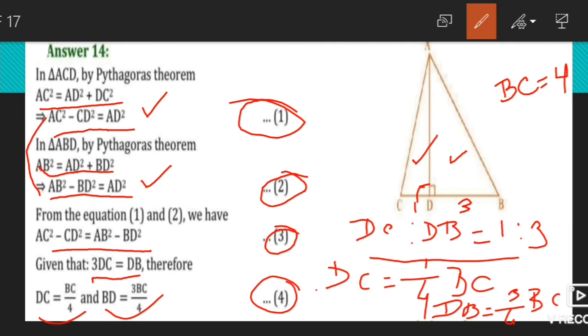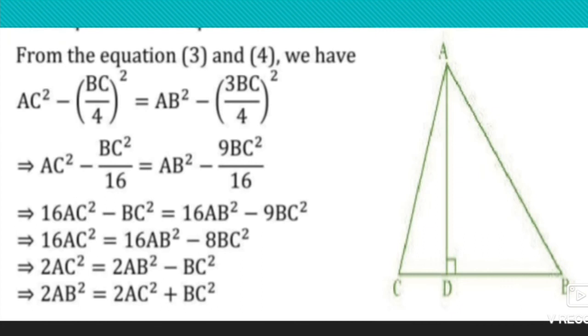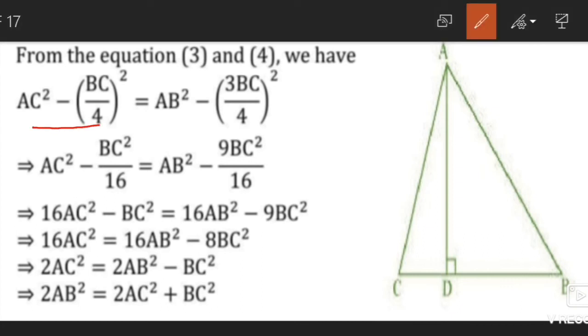Now here in equation number 3, in place of CD square, put the value BC by 4 whole square, and in place of BD square, put the value 3BC by 4 whole square. So from equations number 3 and 4, after putting the values and simplifying, you will get 2AC square is equal to 2AB square minus BC square, or 2AB square is equal to 2AC square plus BC square. In this way you have to solve this question.